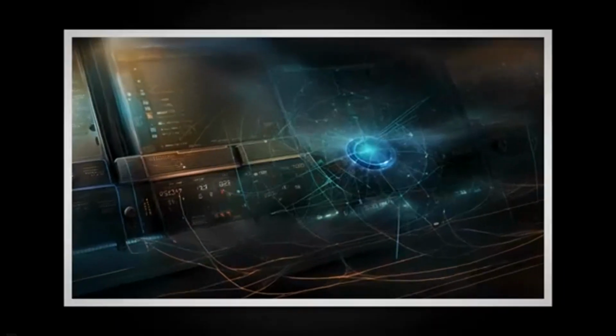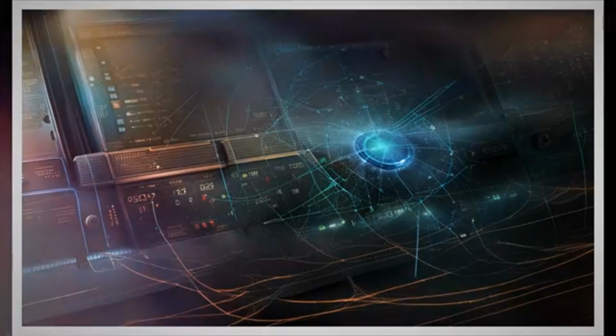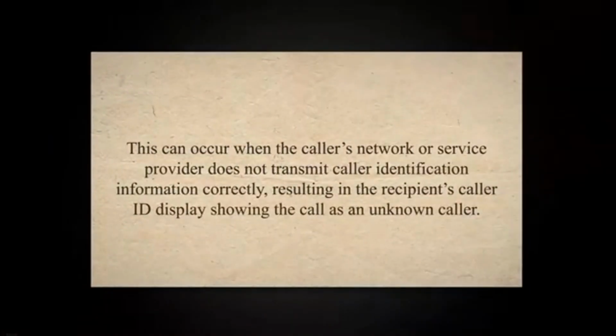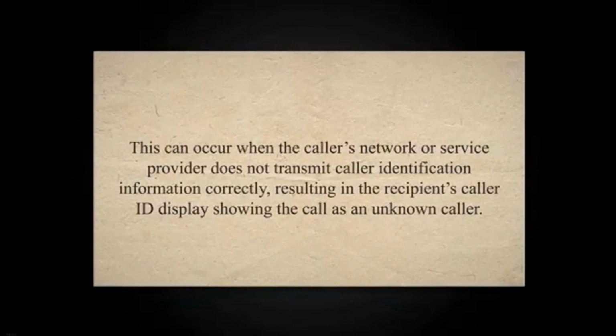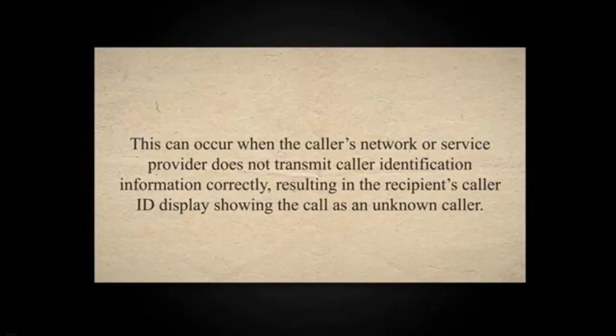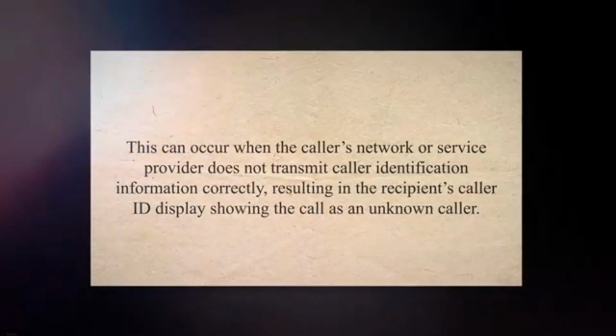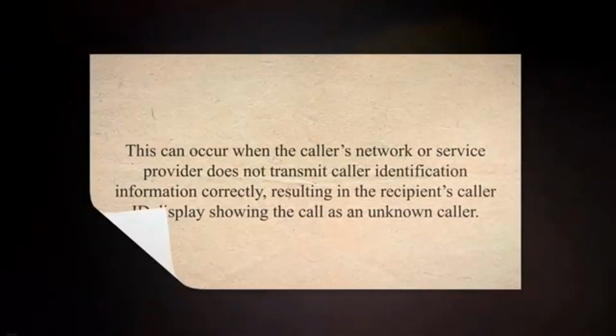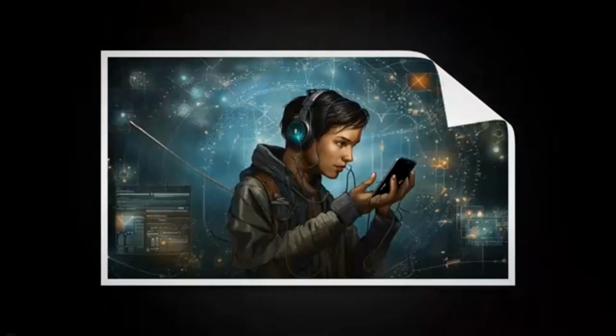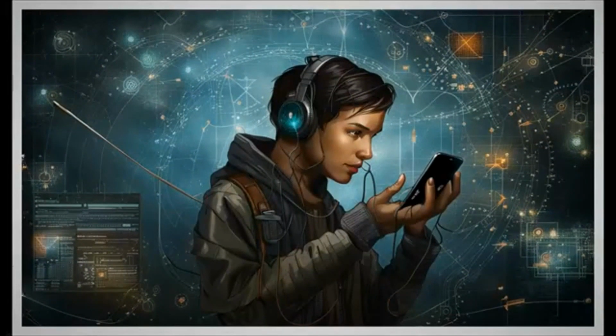One common reason is technical limitations within the network or phone system. This can occur when the caller's network or service provider does not transmit caller identification information correctly, resulting in the recipient's caller ID display showing the call as an unknown caller. It's important to note that these technical issues are typically beyond the control of both the caller and the recipient.